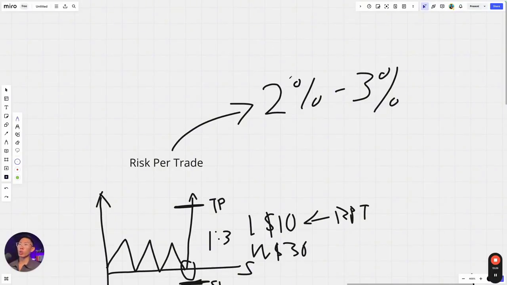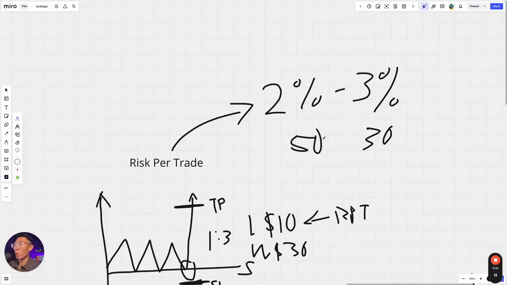The reason why we choose this risk per trade is because it's not too low and it's also not too big. It's a very sweet spot where if you risk 2% on each trade, you can lose like 50 trades in a row before you blow your account. If you use 3%, you can lose like 30 trades in a row before blowing your account. You can have so much more room for error where you can lose a lot and you'll still be good.